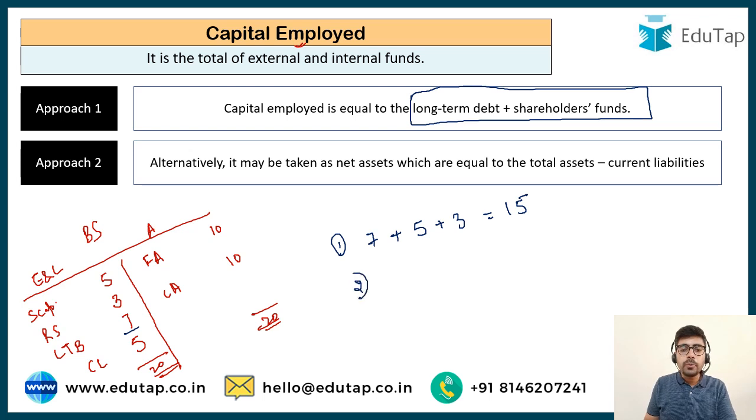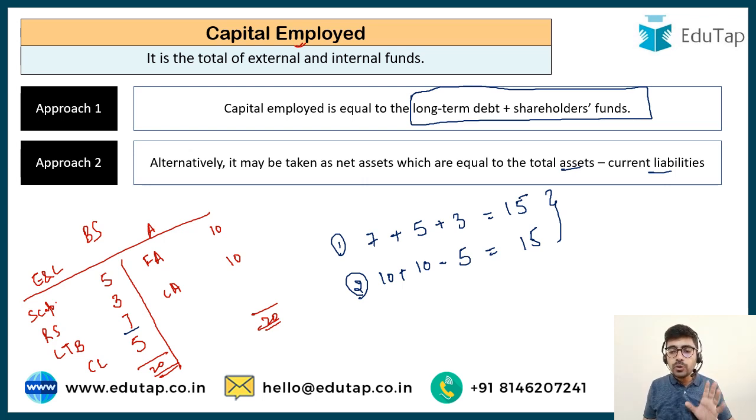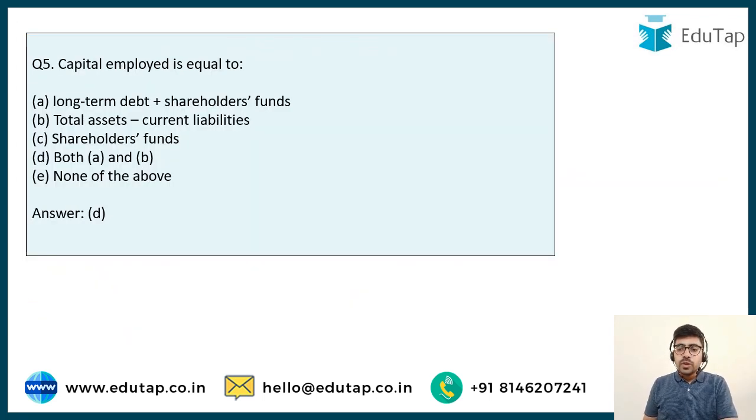And if we follow approach number 2, it says total assets minus current liabilities, or fixed assets plus current assets minus current liabilities. So this again turns out to be 15. The figure is the same in both cases, so you have two different ways to compute capital employed. How you actually do it depends on the information given in the question. So now we can easily answer this question: capital employed is equal to both A and B. So the answer is going to be option D.